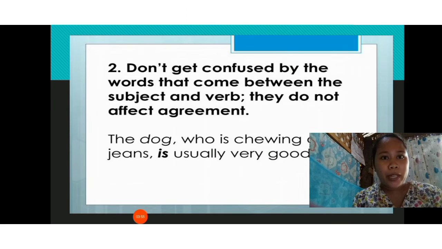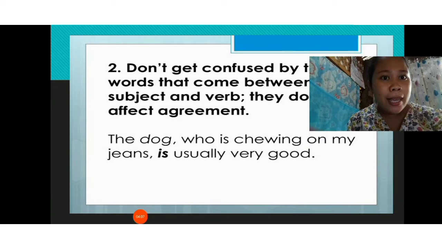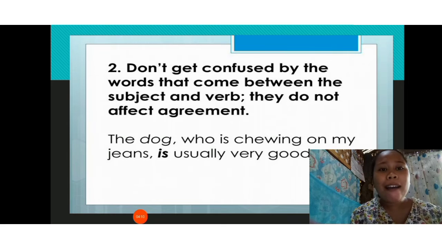Don't get confused by the words that come between the subject and verb. They do not affect agreement. Take note of this. The dog who is chewing on my jeans is usually very good. So we have the subject in the sentence, the dog, and there are words that come after our subject, who is chewing on my jeans. And the rule is, do not get confused with these words because they do not affect the agreement. So just focus on our subject, which is the dog. It is singular. So we will use the singular form of the verb also, and that is.